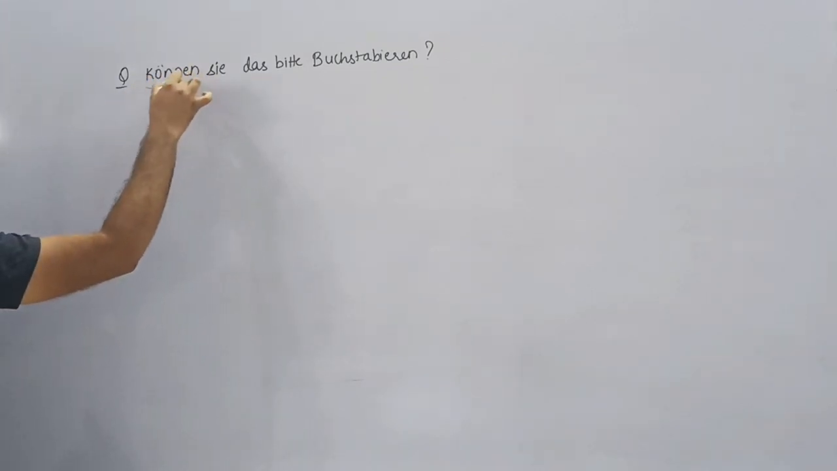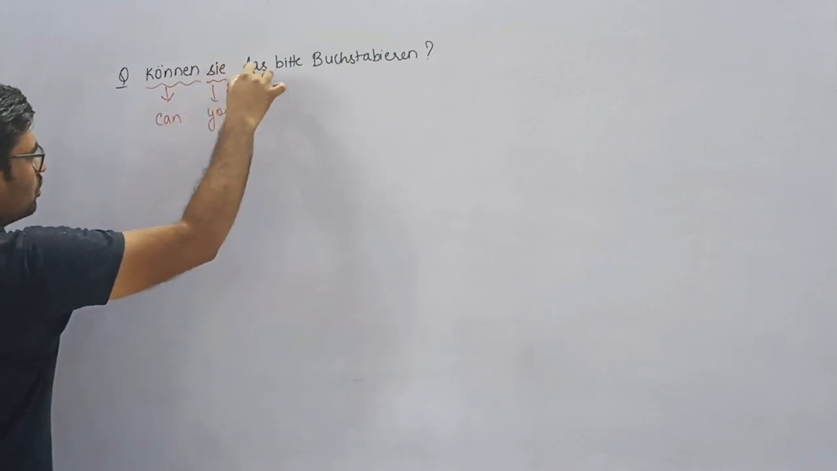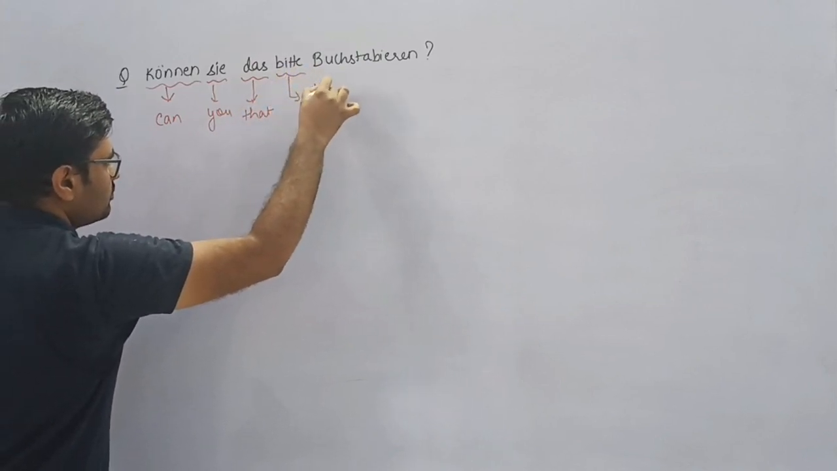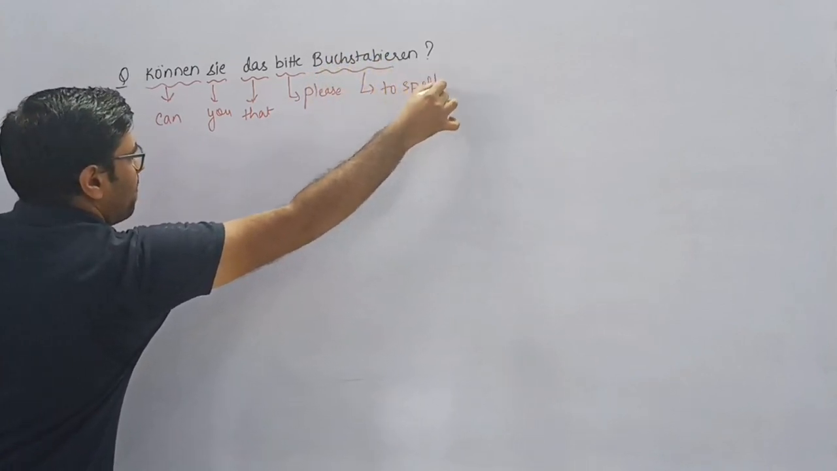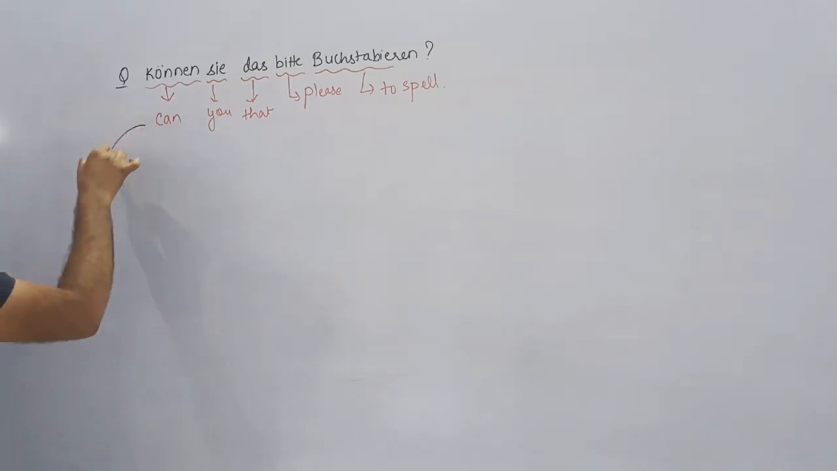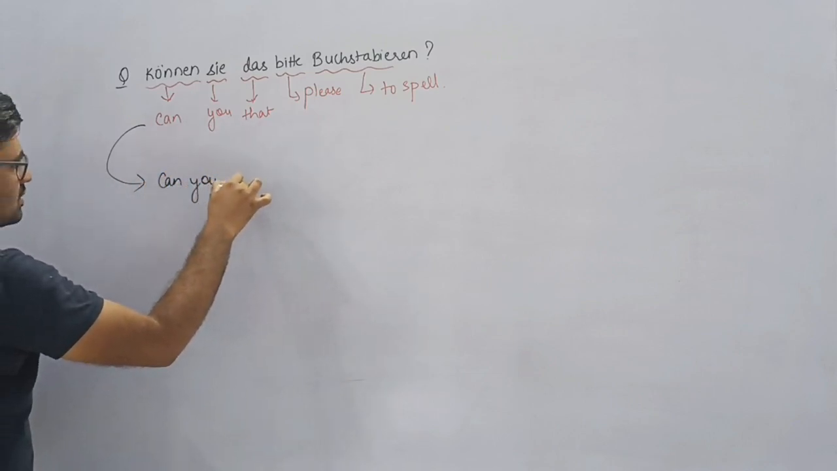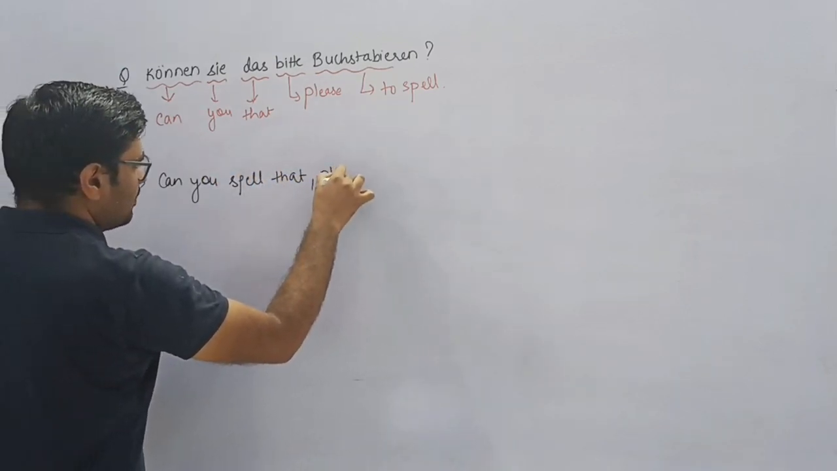This means, again going by literal meaning, can you that please, and buchstabieren means to spell. Können Sie das bitte buchstabieren? Can you that please, and then to spell. So if I combine the meaning of this sentence, he is asking, can you spell that please?